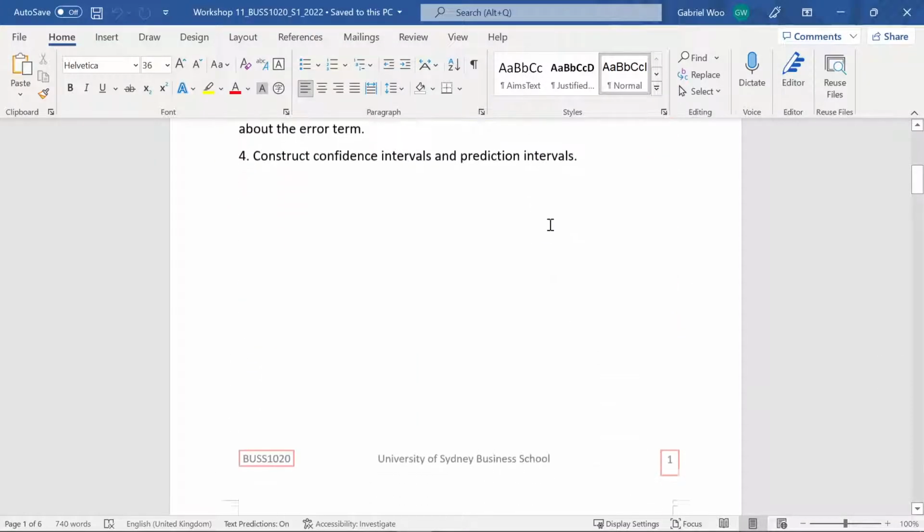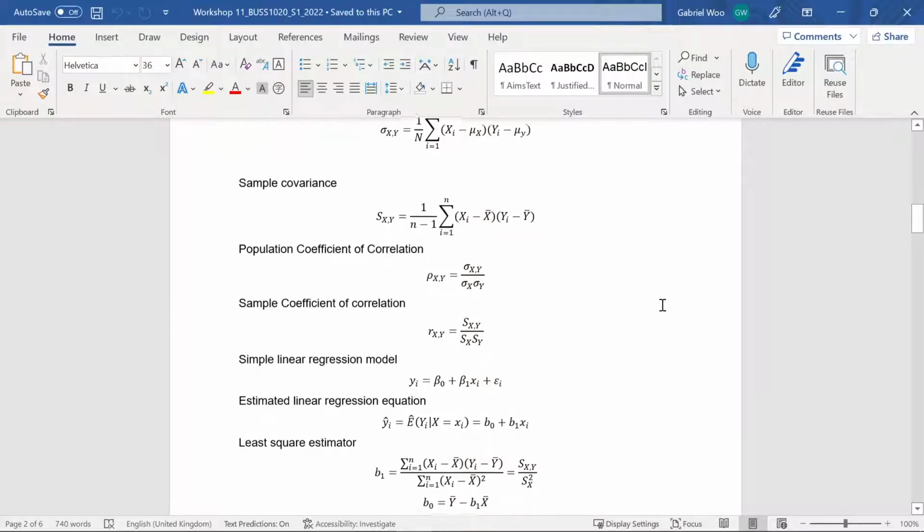Okay, let's quickly also look at the formula list. Population covariance, sample covariance, population coefficient.